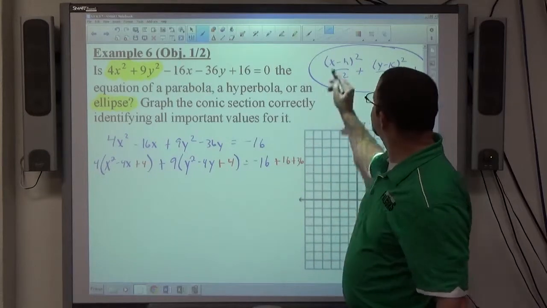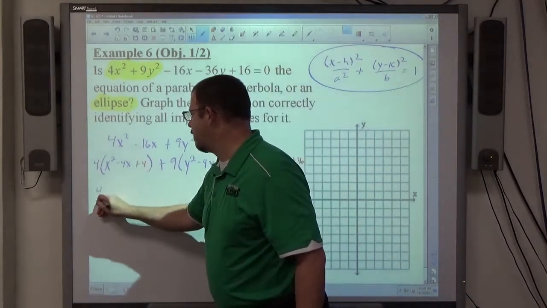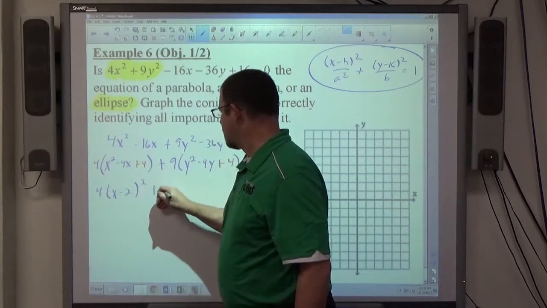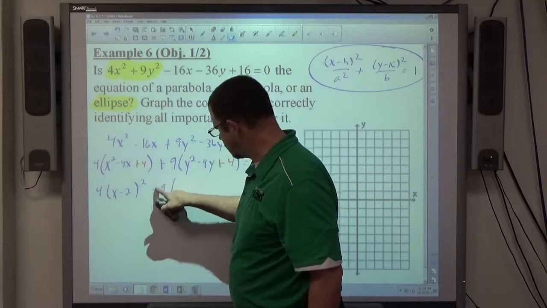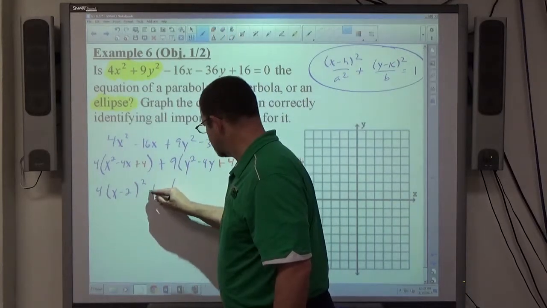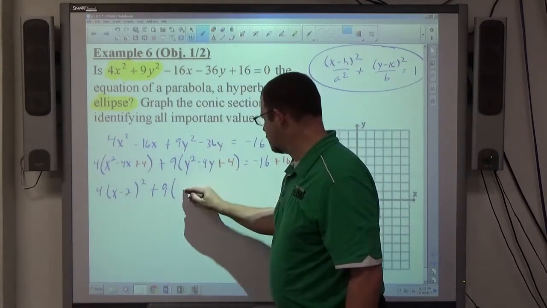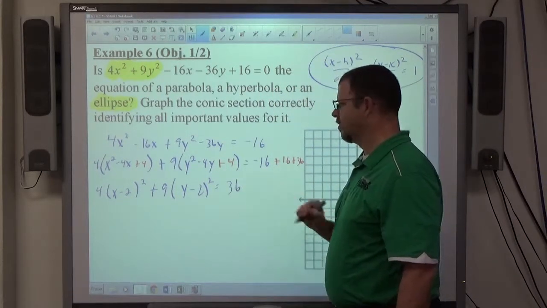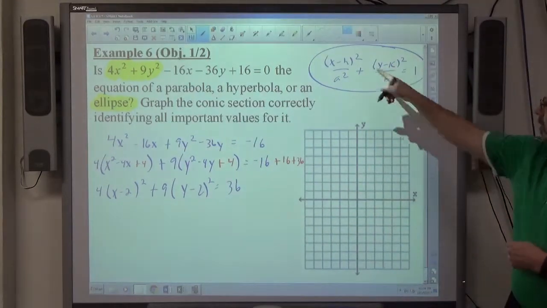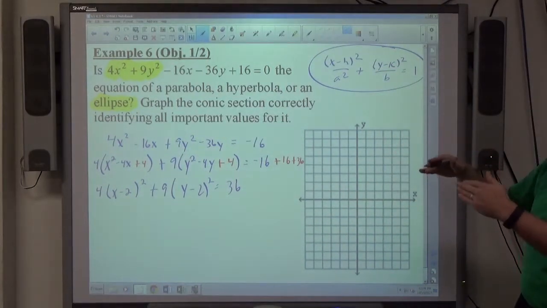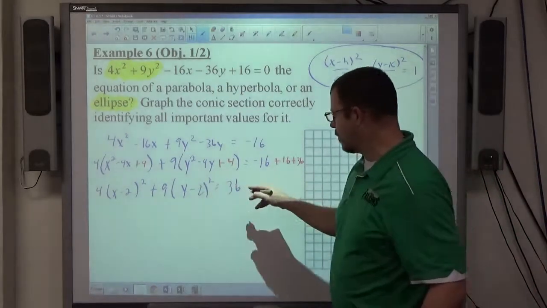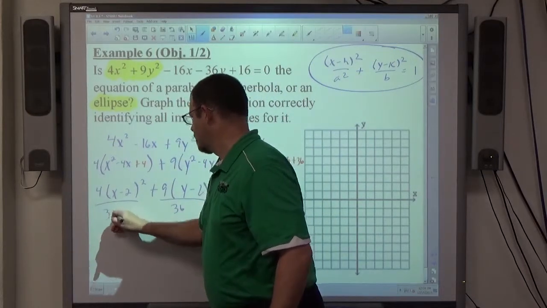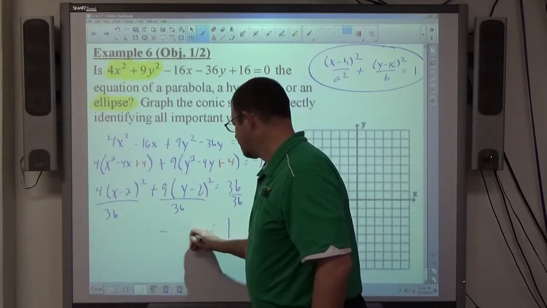So altogether, if I factor everything now, I've got 4 times the quantity x minus 2 squared, plus 9 times the quantity y minus 2 squared, and then negative 16 plus 16 is 0, plus 36 is 36. So you create your perfect square structures first, and then you want to get the over a squared, over b squared equals 1 structure. At this point, I'm going to divide by 36 so that equals 1 is happening.